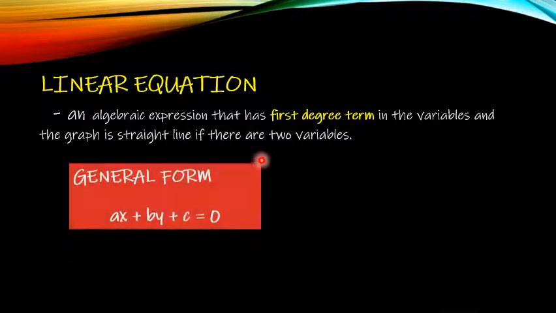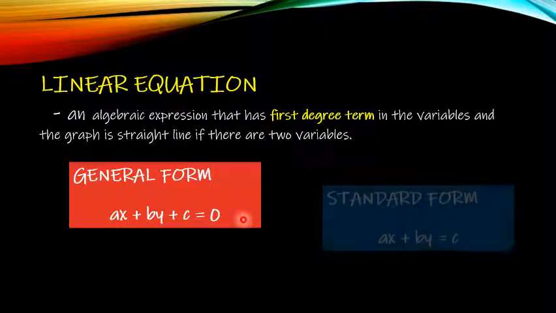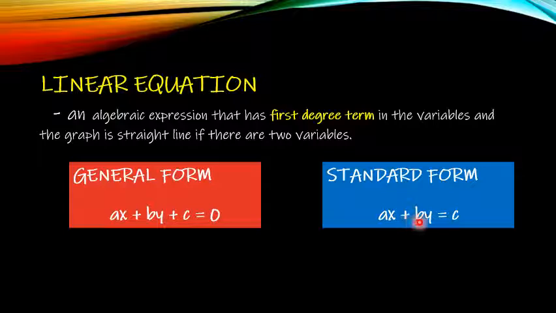So this is the general form: ax plus by plus c equals 0. And the standard form: ax plus by equals c. As you can see, in general form, the c is on the left side. In standard form, the c is on the right side.